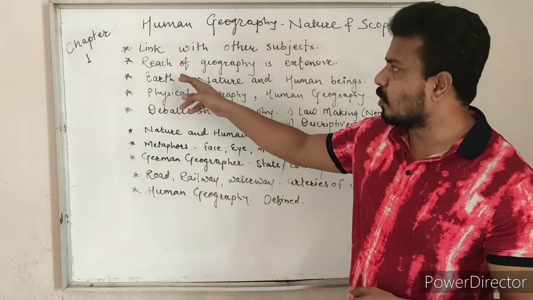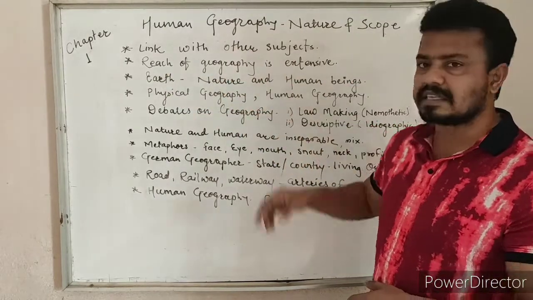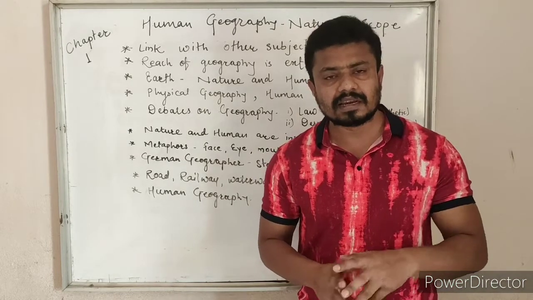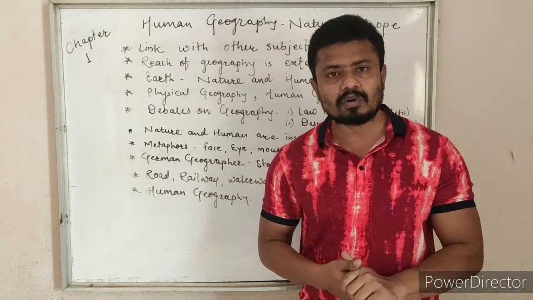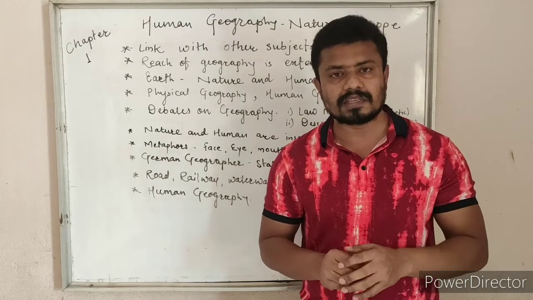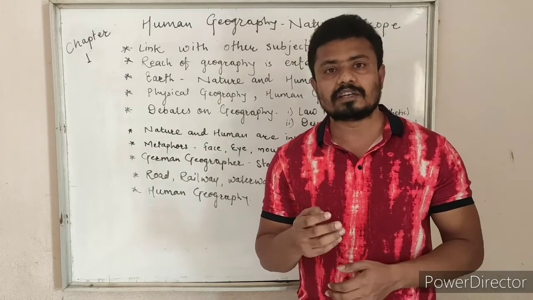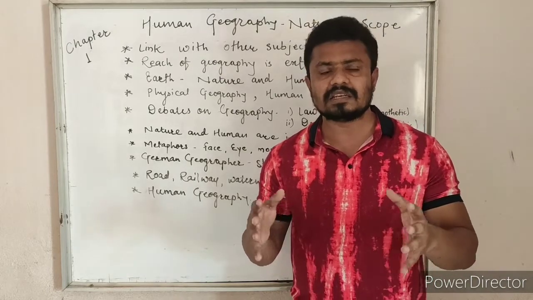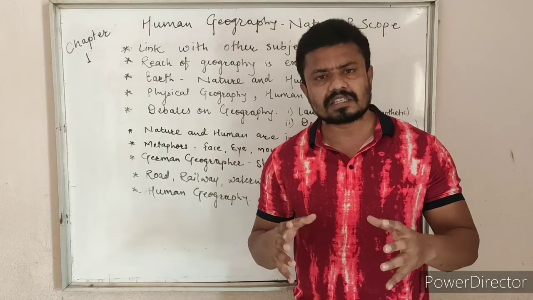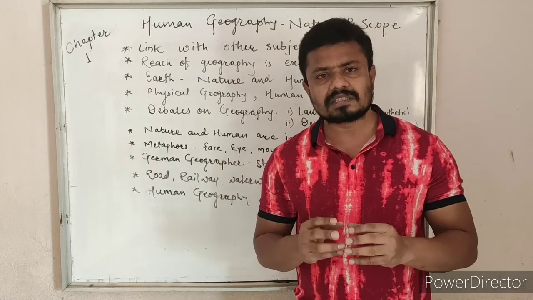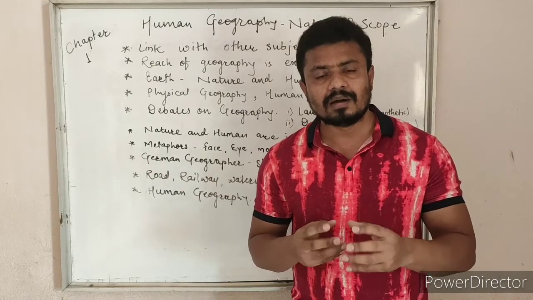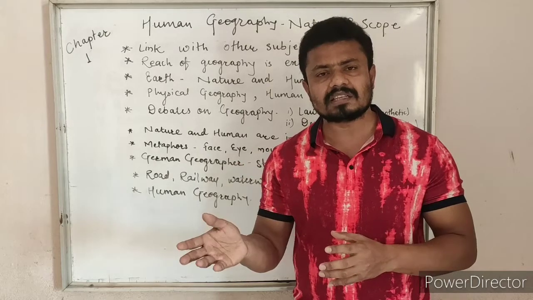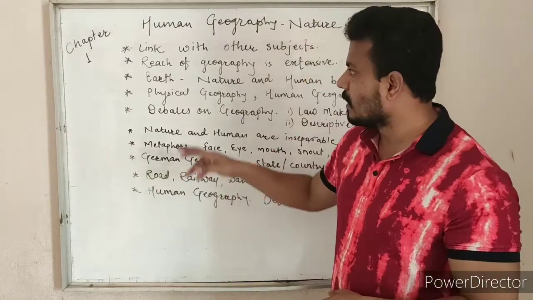Let us turn towards the next point. The reach of geography is extensive. Geography is a very vast subject. In class 11 we have studied that there were numbers of debates about its study and approach of study, whether it should be a systematic or a regional approach. So geography is a very vast subject. Its reach is very long. It covers numbers of subjects. Geography is a subject which comes under various subjects, and we study various subjects in geography also.